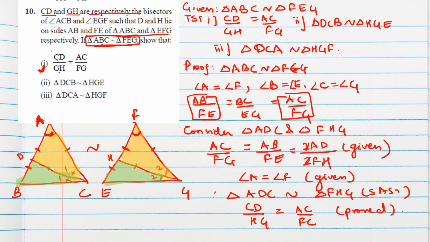Because if these two angles, G and C, are equal, half of G and half of C will be equal. That is, this 1 and 2 will be equal. Already B and E are equal. Okay, so by AA criteria. So what I will do, I will prove the second part by AA criteria. Same we can use for the first part also.